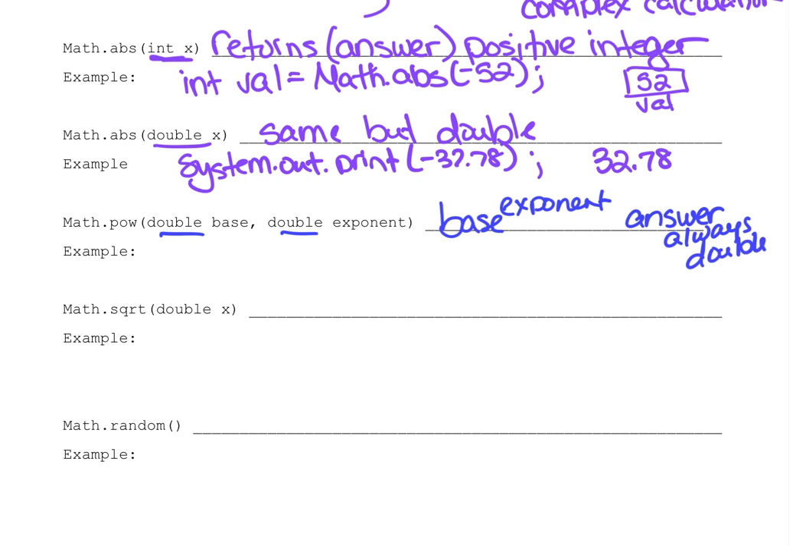So what that means is, if you're going to do the math on this, you always have to have a double. It can't be an int here, it will cause an error.